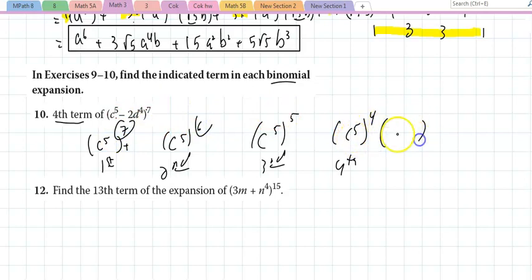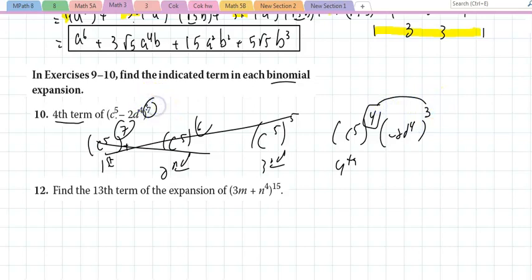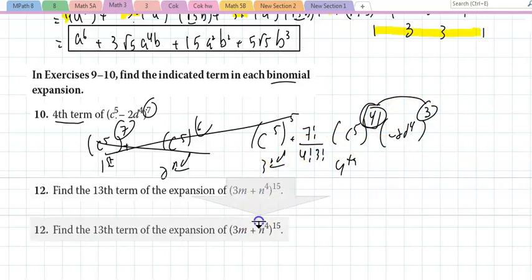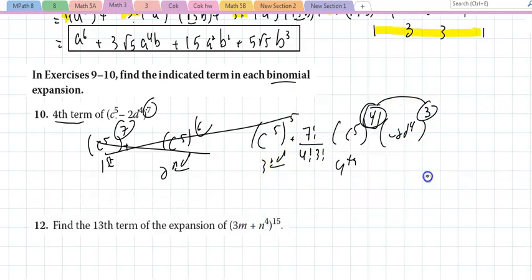Now, I already know how to do this. I really don't need those. I just need to figure out what that power is. Notice the negative 2d to the fourth must be raised to the third power. How do I know that? Those must add up to 7 every time. And don't you put in front of it a 7 factorial divided by a 4 factorial and a 3 factorial? I made that way too big. I'm going to shrink that just a bit.